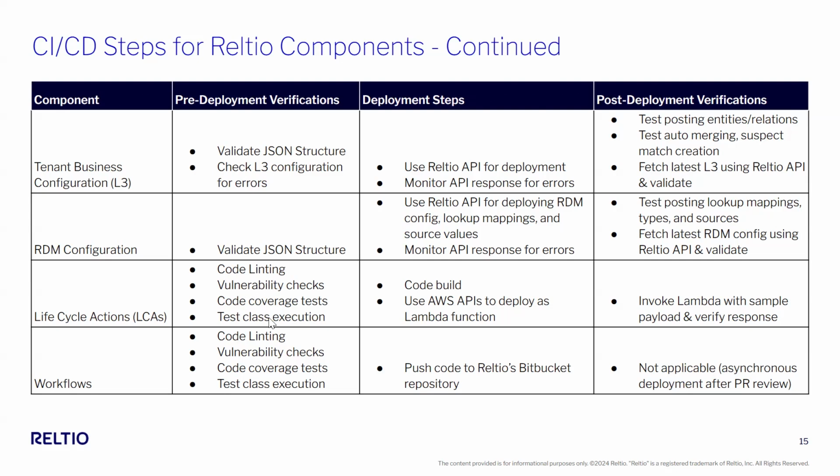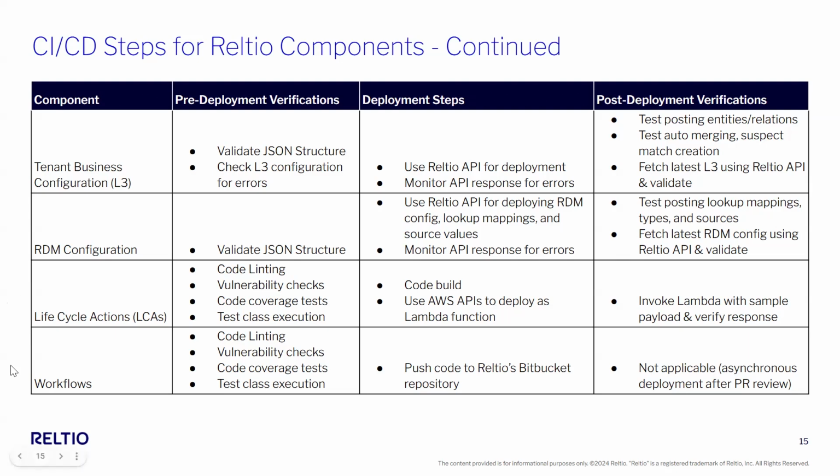Once all these pre-deployment verifications are done, you can build the code, depending on the language in which you're writing the LCA. You can use the standard code build processes to build the code. If it is an AWS Lambda-based LCA, you can use the AWS API to deploy it as a Lambda function. There can be an equivalent in GCP too. In terms of post-deployment verification, you can invoke the LCA Lambda function with a sample payload and verify the response, to check whether whatever you intend to do with that LCA is working fine. So these are the steps for LCA.